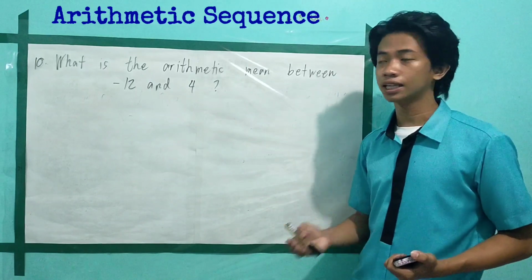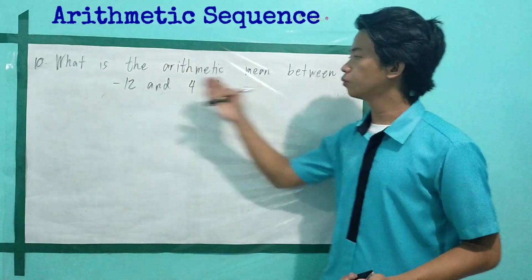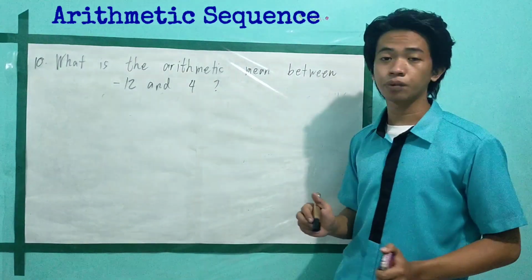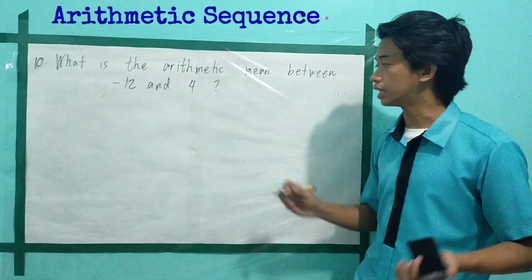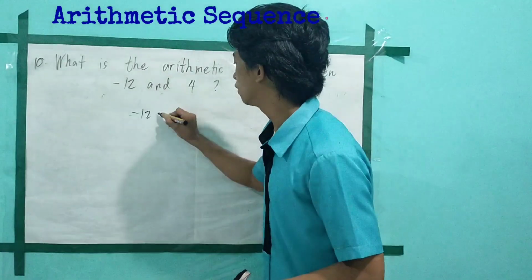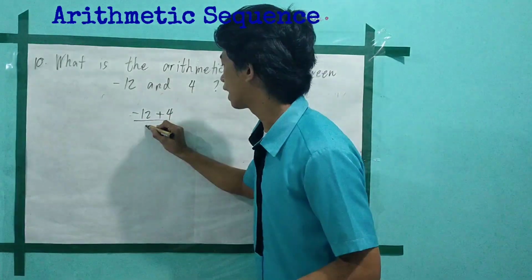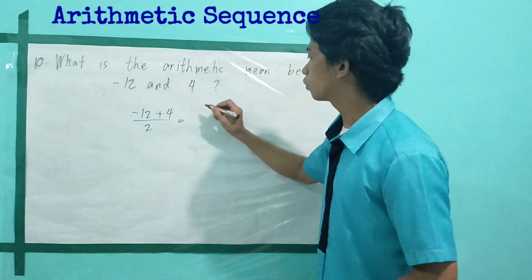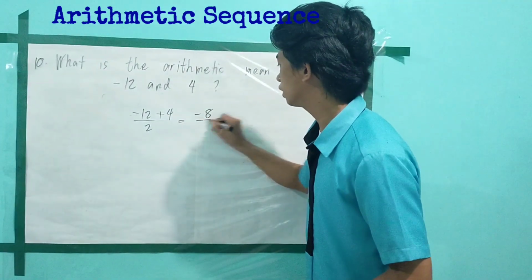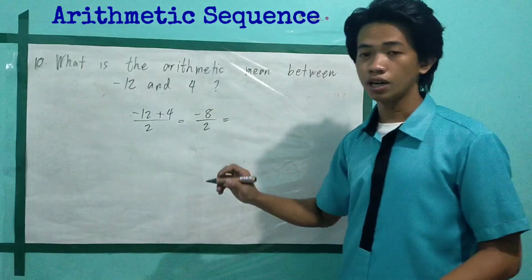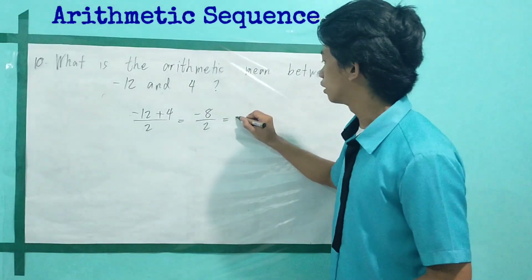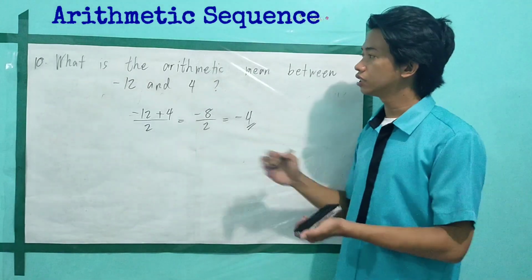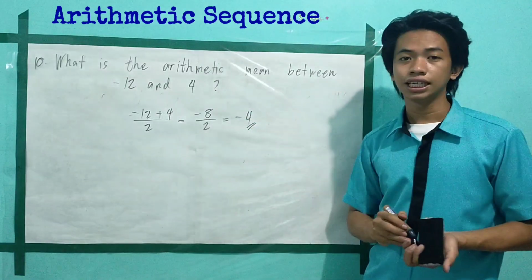Problem number 10. What is the arithmetic mean between negative 12 and 4? So, same process lang din siya sa problem number 9 natin. So, we have negative 12 plus 4 divided by 2. It is equal now to negative 12 plus 4, we have negative 8. Divided by 2, we have negative 4. So, ang ating arithmetic mean given this problem is negative 4.